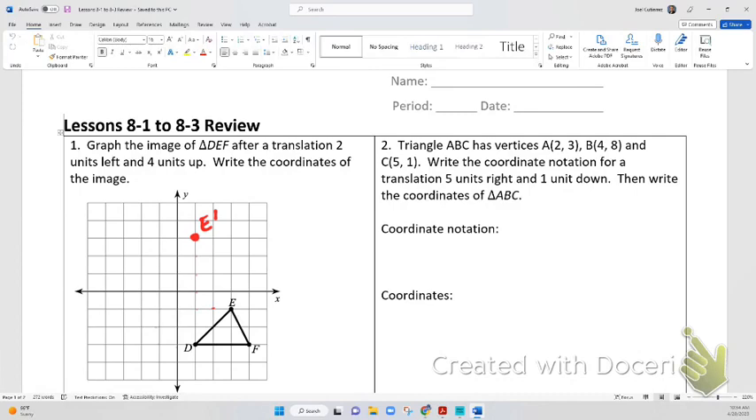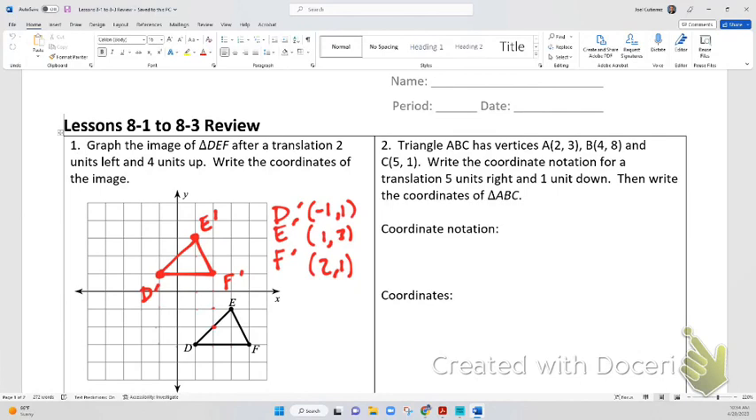So 1, 2, 1, 2, 3, 4. Here's your new D. And then for the F, 1, 2, 1, 2, 3, 4. So if you did this correctly, then your new triangle should look like that. And then second, they want us to write the coordinates of the image. So over off to the side, we're just going to put the new coordinate points for D, E, and F. So for D, it's -1, +1. For E, it's 1 and 3. And for F, it's 2, 1.